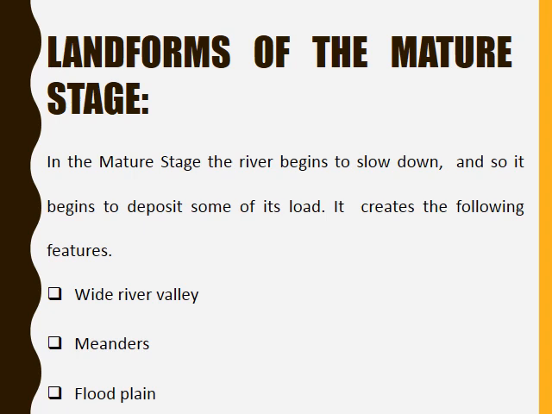Landforms of the mature stage. In the mature stage, the river begins to slow down, and so it begins to deposit some of its load. It creates the following features: wide river valley, meanders, and floodplains.